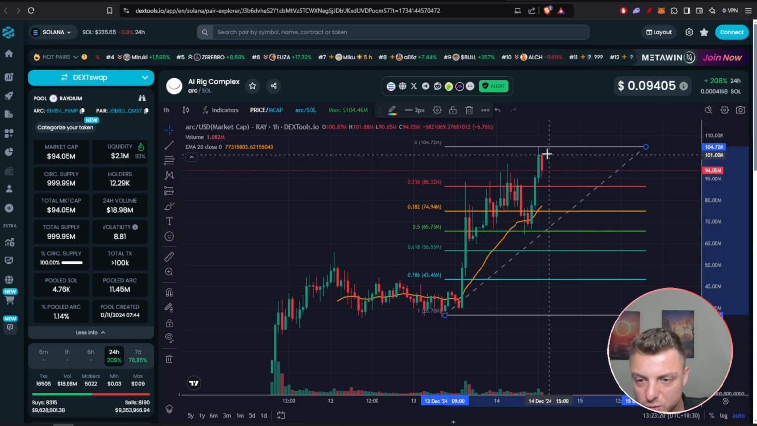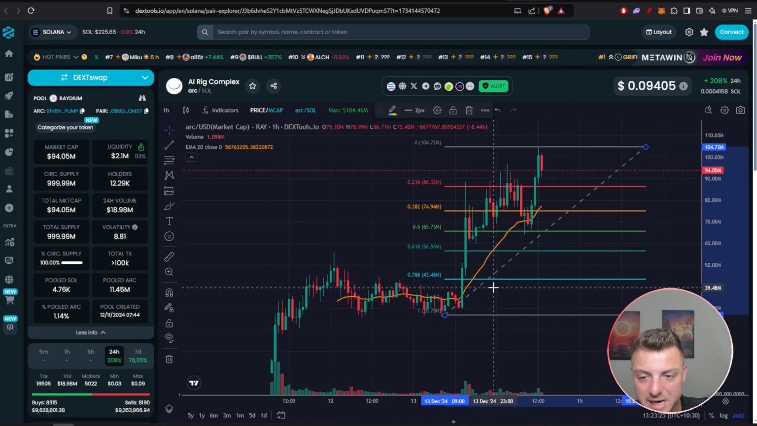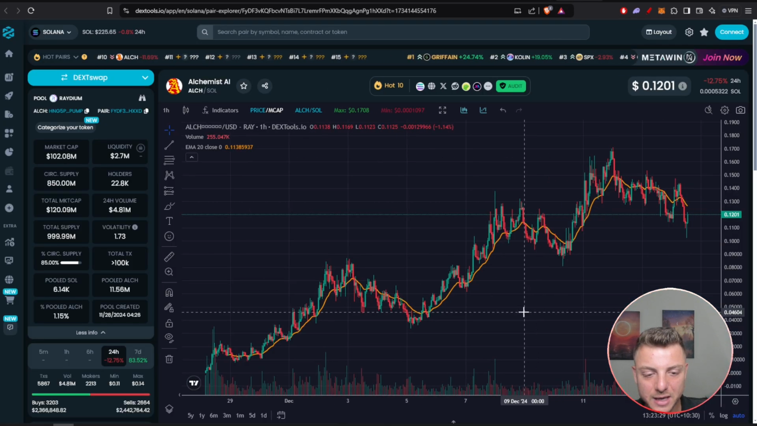That's where I'd then look for entries, because we've already hit that $100 million market cap. It actually makes sense that we would downturn, make a bit of a retracement. So we can continue on with even more coins.